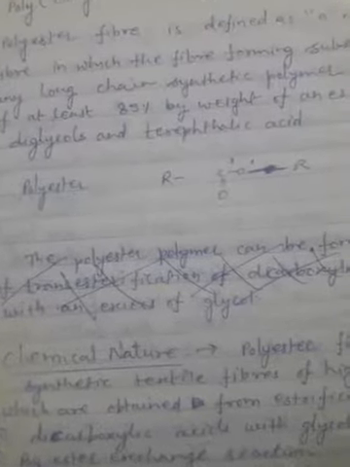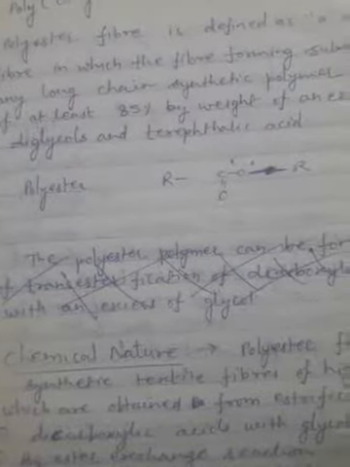that is R dash, C double bond O, single bond O, again connected to R dash. It is a polyester in which one of the R is an aliphatic group and the other R is a benzene ring, and you can see here what the chemical nature is.